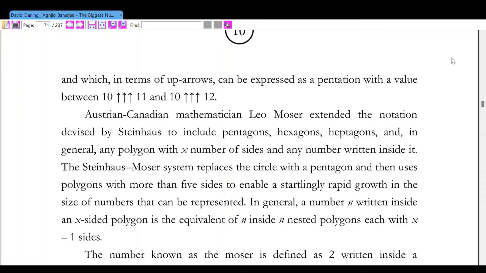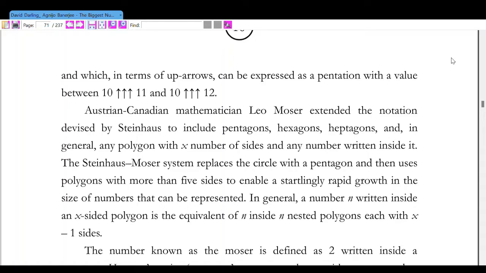Australian-Canadian mathematician Leo Moser extended the notation devised by Steinhaus to include pentagons, hexagons, heptagons, and, in general, any polygon with x number of sides and any number written inside it. The Steinhaus-Moser system replaces the circle with a pentagon and then uses polygons with more than 5 sides to enable a startlingly rapid growth in the size of numbers that can be represented. In general, a number n written inside an x-sided polygon is the equivalent of n inside n nested polygons, each with x minus 1 sides.